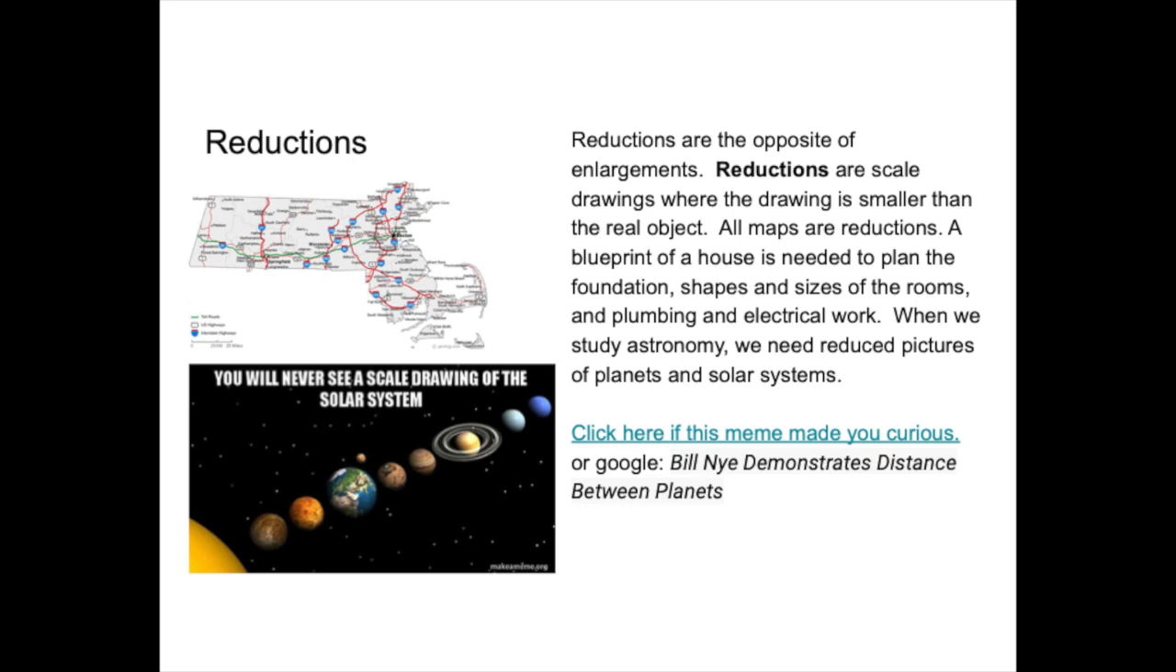The second kind of scale drawing is called a reduction, and reductions are the opposite of enlargements. Reductions are scale drawings where the drawing is smaller than the real object. All maps are reductions. A blueprint of a house is needed to plan the foundation, the shapes and sizes of the rooms, and plumbing and electrical work. When we study astronomy, we need reduced pictures of planets and solar systems.